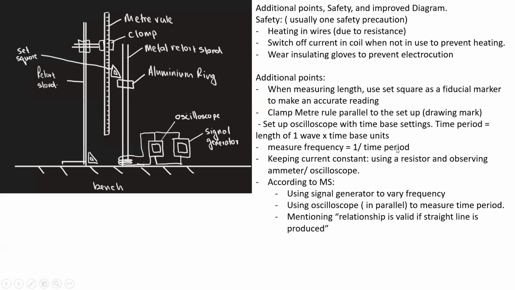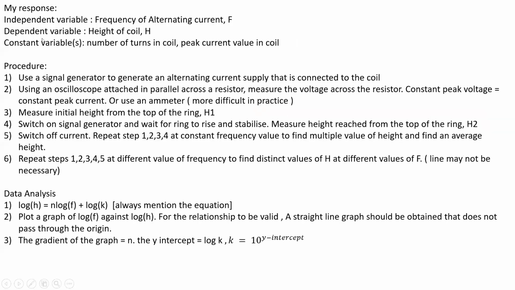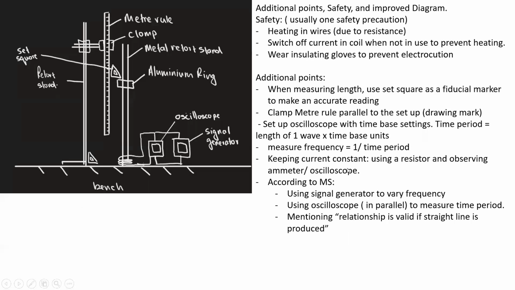So if you're using any equations like f equals 1 over the time period, write it out so you can get marks for them. And the next thing is to keep current constant. I know we mentioned it here: constant variables, number of turns in the coil, peak value of current. Keep it constant, but you must mention how you keep it constant. An example would be using a resistor and observing it with an ammeter or with the oscilloscope. If there's a constant peak value for voltage, the current is constant, for example. Or if you see the reading on the ammeter is constant, then you know the current is constant, for example.